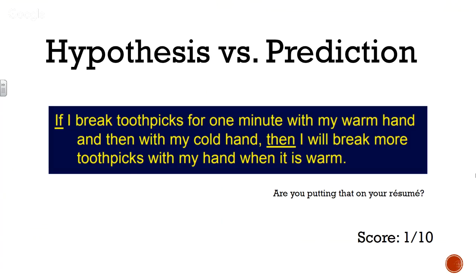That's smart. I didn't even think about that. He was saying that after you break the toothpicks with your warm hand, it might get tired, and then that'll change how it behaves with the cold hand. I didn't think of that. But the big thing that is missing here is an actual scientific concept. What are we trying to explain? Yes, when my hand is warm, I might break more toothpicks. When my hand is cold, I might break fewer toothpicks. Why?